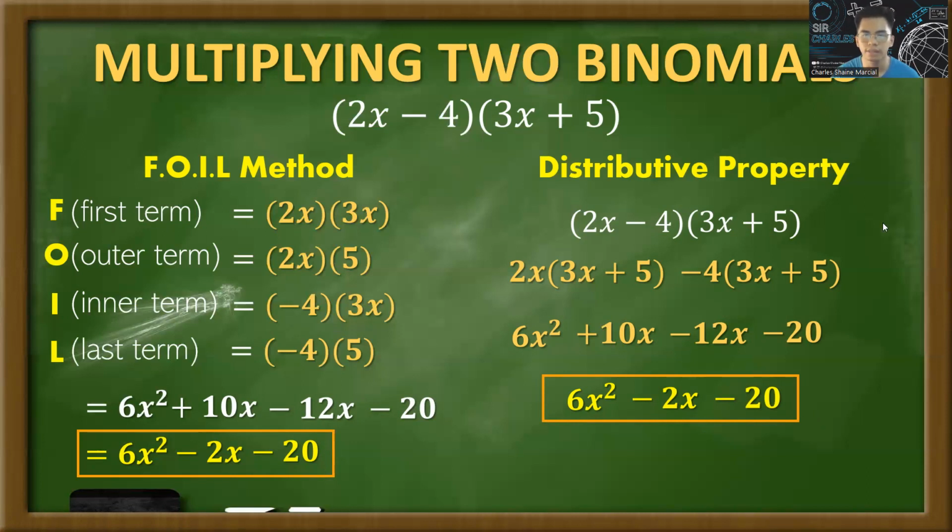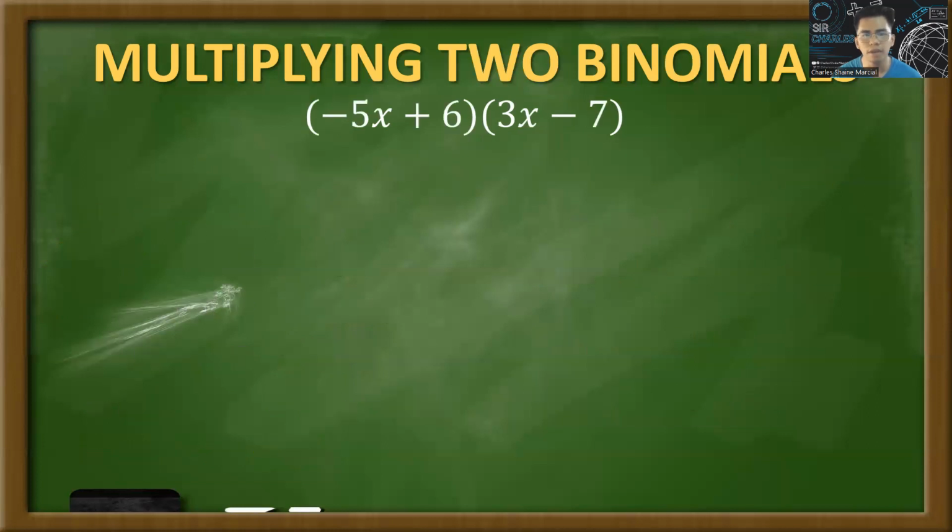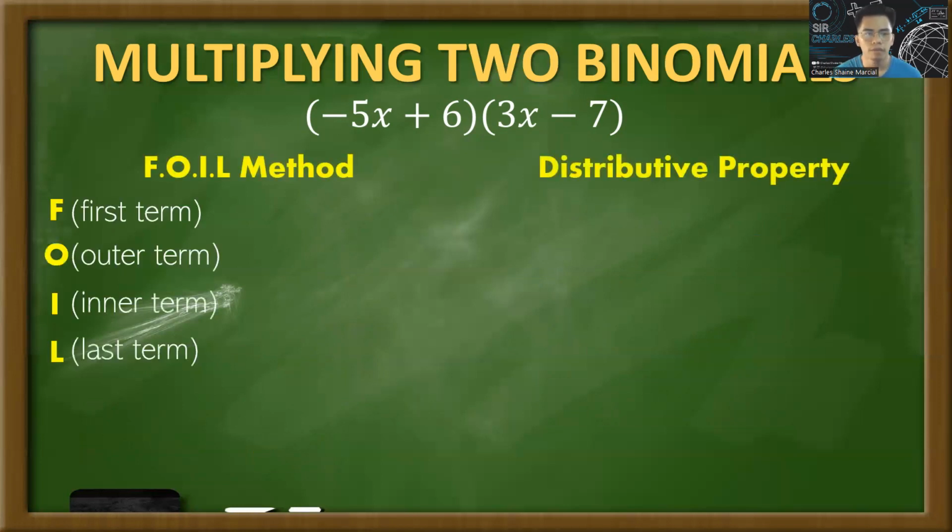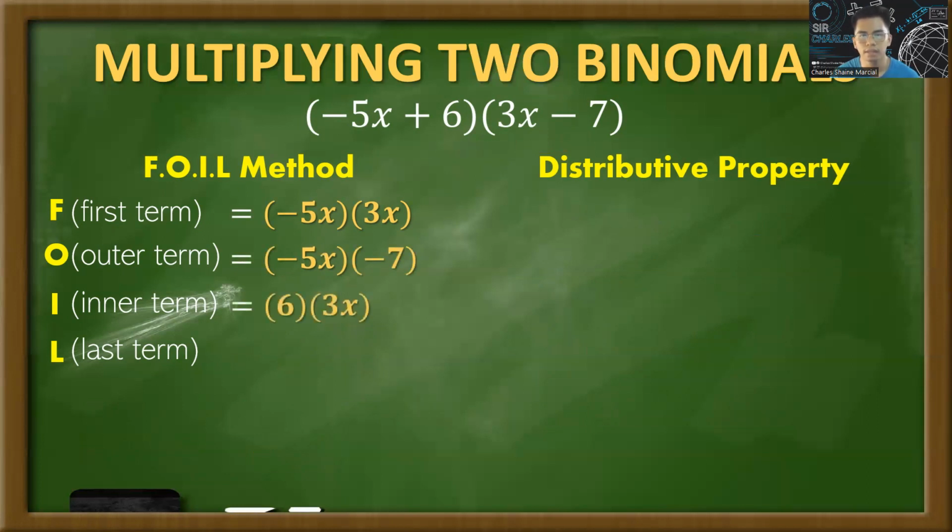So let's have another example para mas lalo nating ma-master kung paano mag-solve using the FOIL method and the distributive property. We have here the quantity of negative 5x plus 6 times the quantity of 3x minus 7. Using the FOIL method, again, we have the first term, outer term, inner term, and last term. Okay, multiply muna natin sa negative 5x and 3x. Negative 5x times negative 7. Positive 6 times positive 3x. And 6 times negative 7. Okay, solved. Negative 5x times 3x.